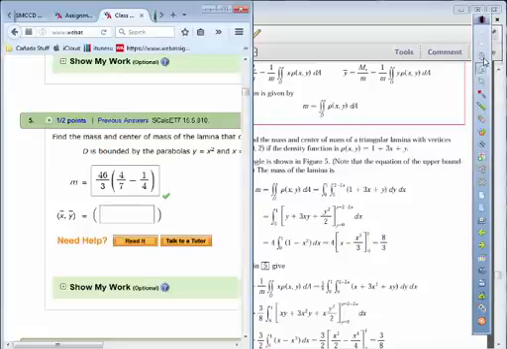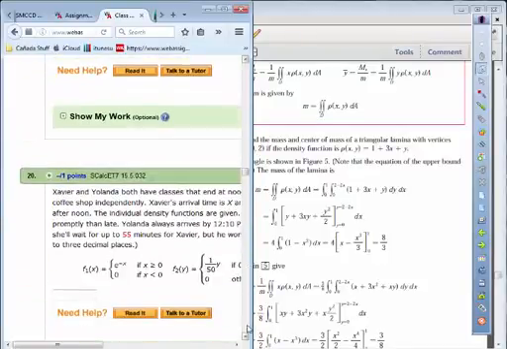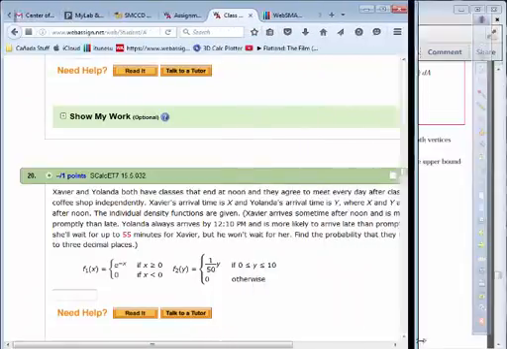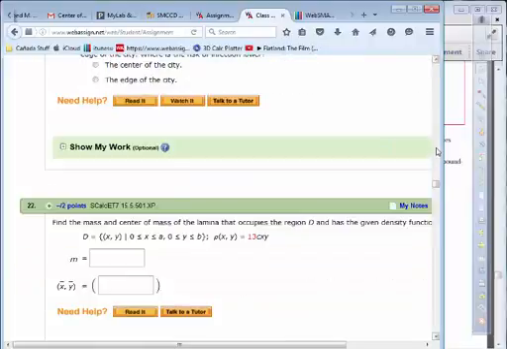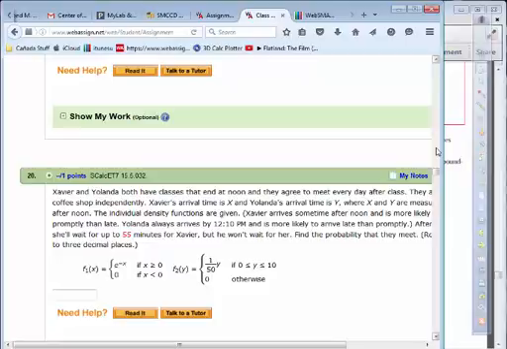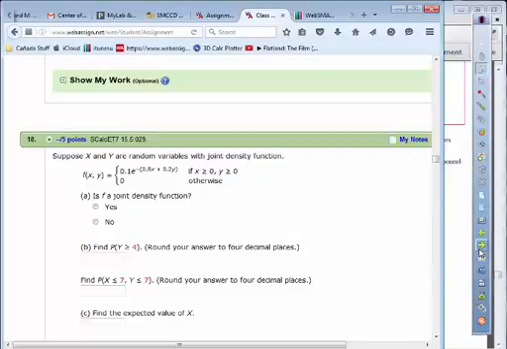So let me see if I could just come up with an example. Your homework has one of these, I think. Joint density function. Oh, that reminds me of a cool density function. We'll have to do that at the end. All right, I think we're going to do number 18.